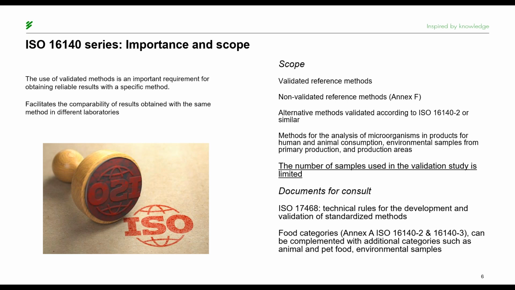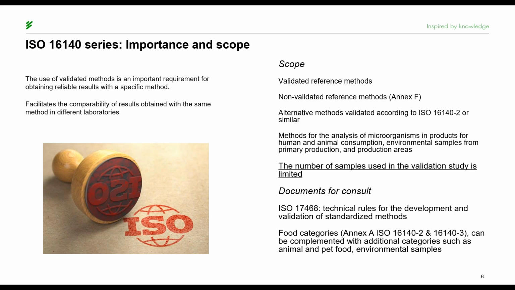On the scope, it includes reference methods that have been validated and also that have not been validated, as well as alternative methods validated according to part 2 of this series or similar protocols, and also methods for the analysis of samples, not only of food for human and animal consumption, but also environmental from primary production sites and production areas. It is important to mention that the number of samples for the validation and verification studies are limited, so not everything is included in the method, but we will see this in detail later in the presentation.